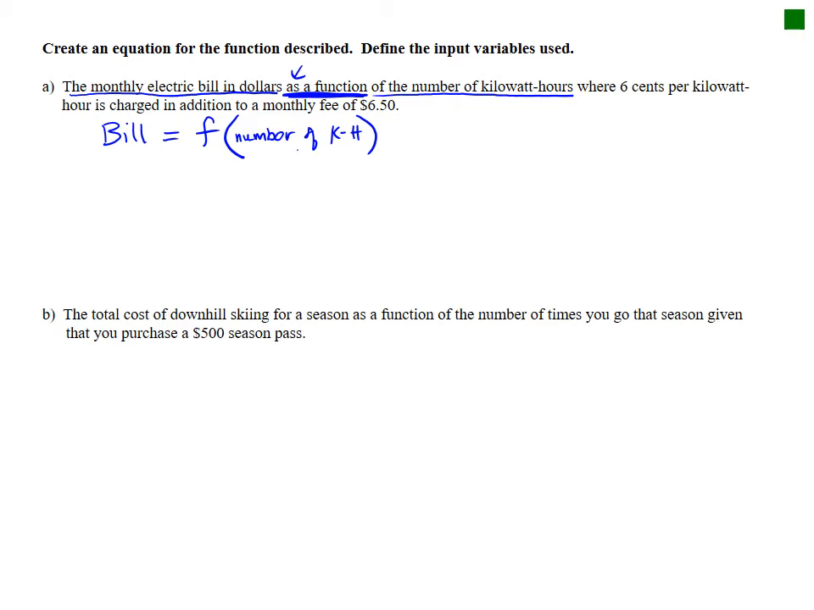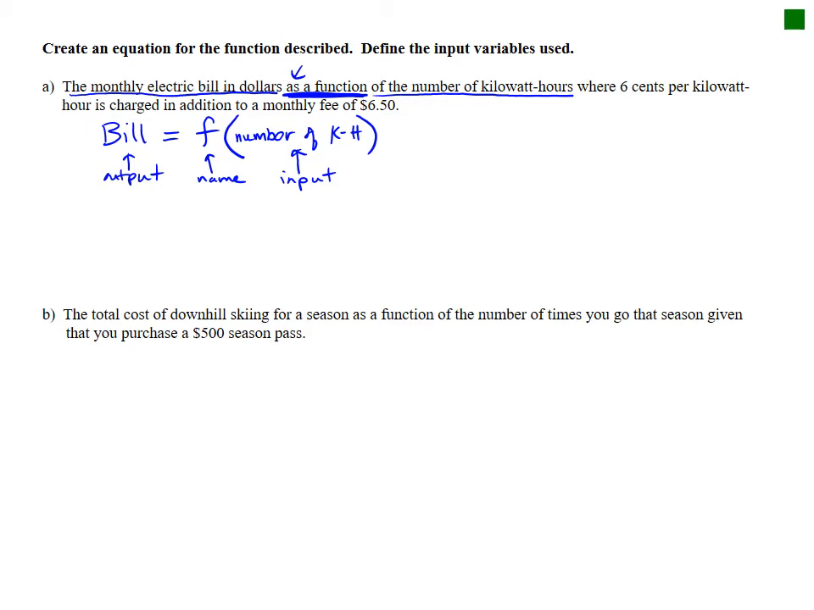So for the input, one hint is that whenever you see as a function of something, that prepositional phrase of is going to be describing the input. And what we started with, the electric bill, is the description of the output. So what we want to do is create an equation for this bill. Because we're talking about a bill, we could use B for the function name, but you could also use F like I did here. It would be really your choice.